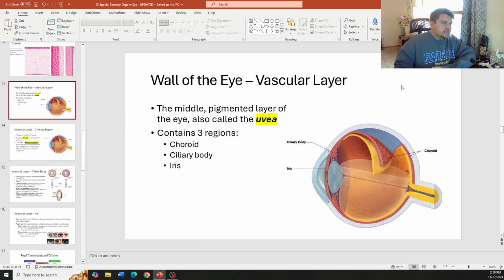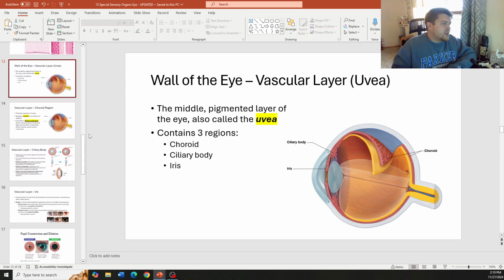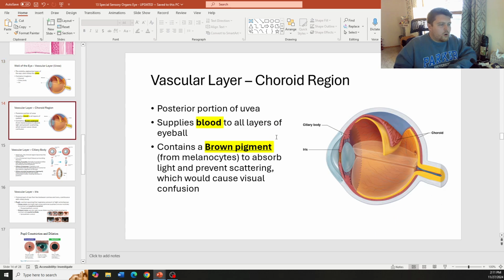The next layer is the vascular layer. The vascular layer is also called the uvea. So either of those words work. This is the middle pigmented layer of the eye, and there's actually 3 regions: the choroid, the ciliary body, and then the iris. So the choroid region, you can see this is essentially the whole posterior portion of the eye.